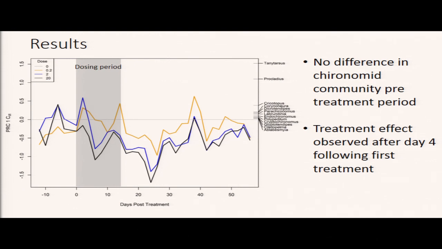On the right hand side, you can see the species scores. Species that have a positive score are species that are most likely to follow the overall trend of the principal response curves. Before treatment, we noticed no difference in our community composition. Following our dosage, we saw a treatment effect followed by recovery of the community towards the end of our experiment.